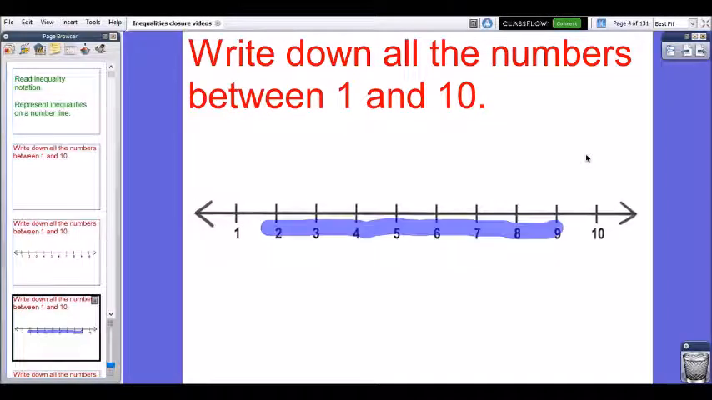Okay, so thinking about a number line, you may have got something like this. So you may have got 2, 3, 4, 5, 6, 7, 8, 9. However, are there only 8 numbers between 1 and 10? No, that's not true. There are more numbers than that.